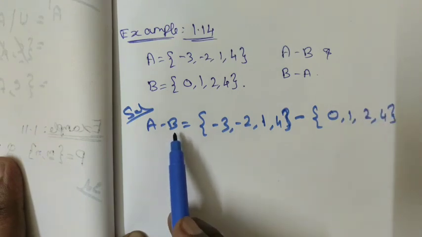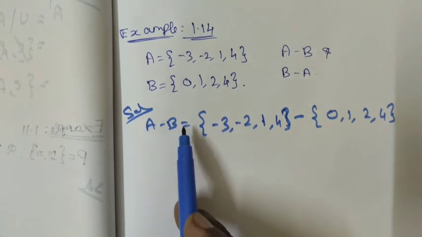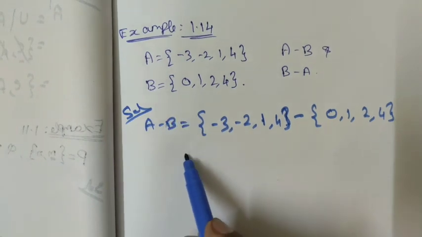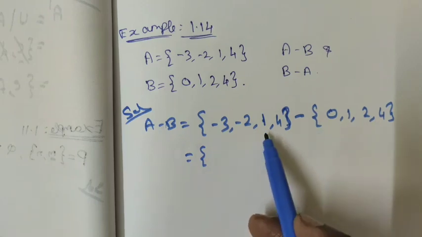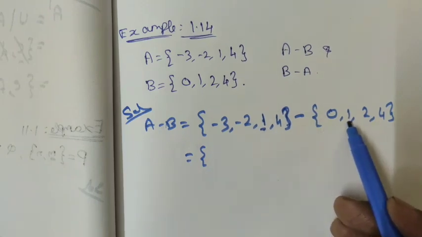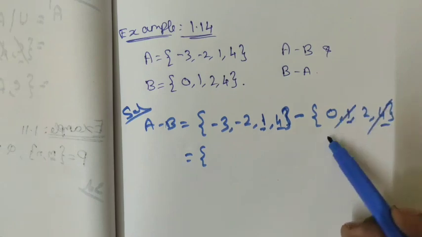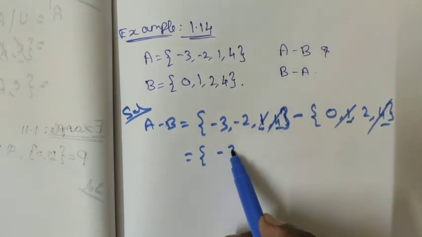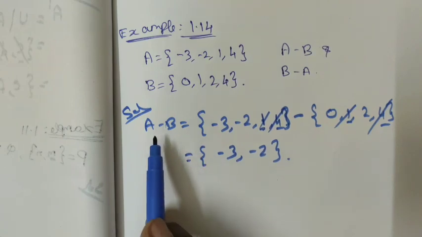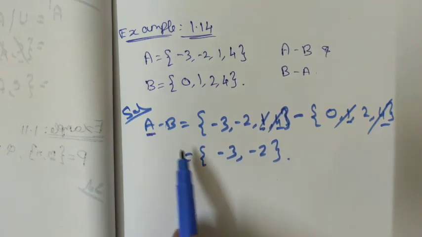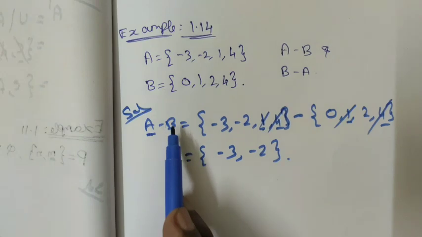A minus B means without the second set, right? Without the second set element, you have to write only the first set and check whether there are any common elements between the two sets. 1 is common and 4 is common. Strike out these two, right? So the remaining elements are -3, -2 and -1. So only the first set elements have to be written, the second set elements should not be there.